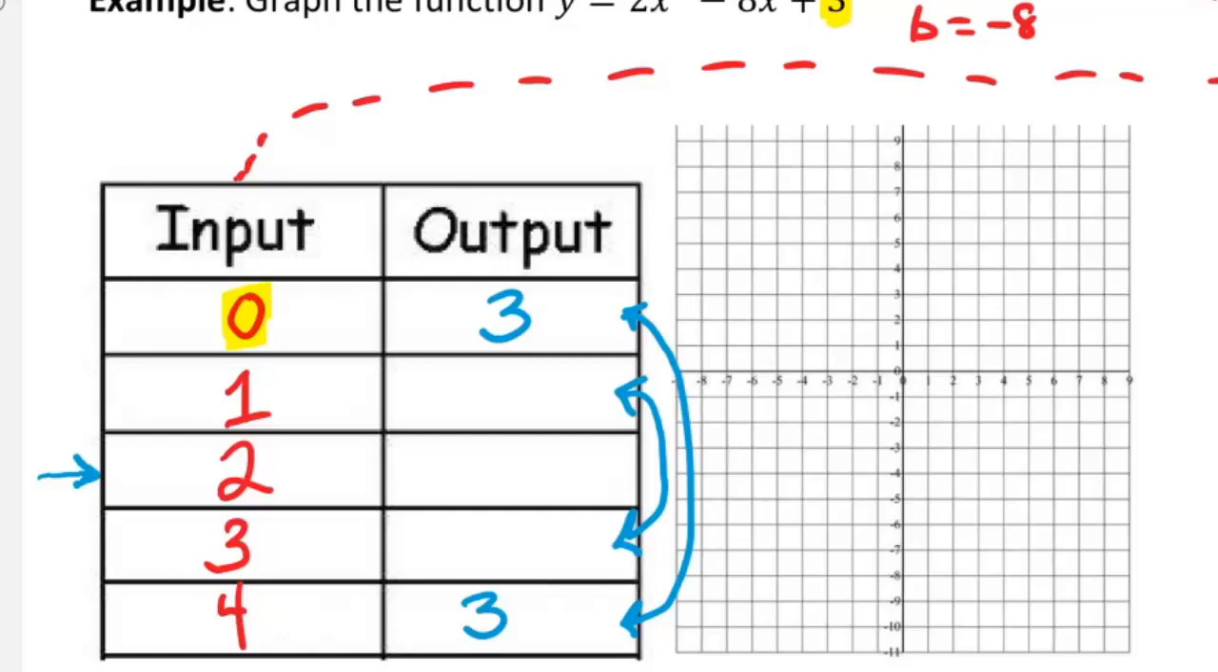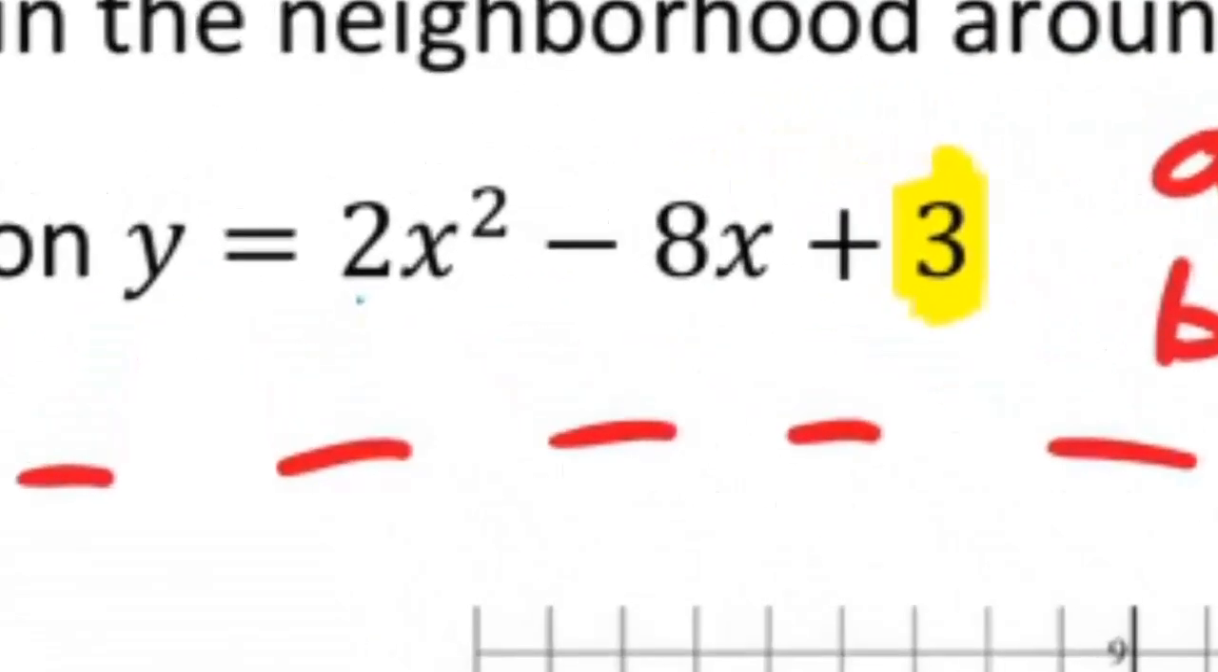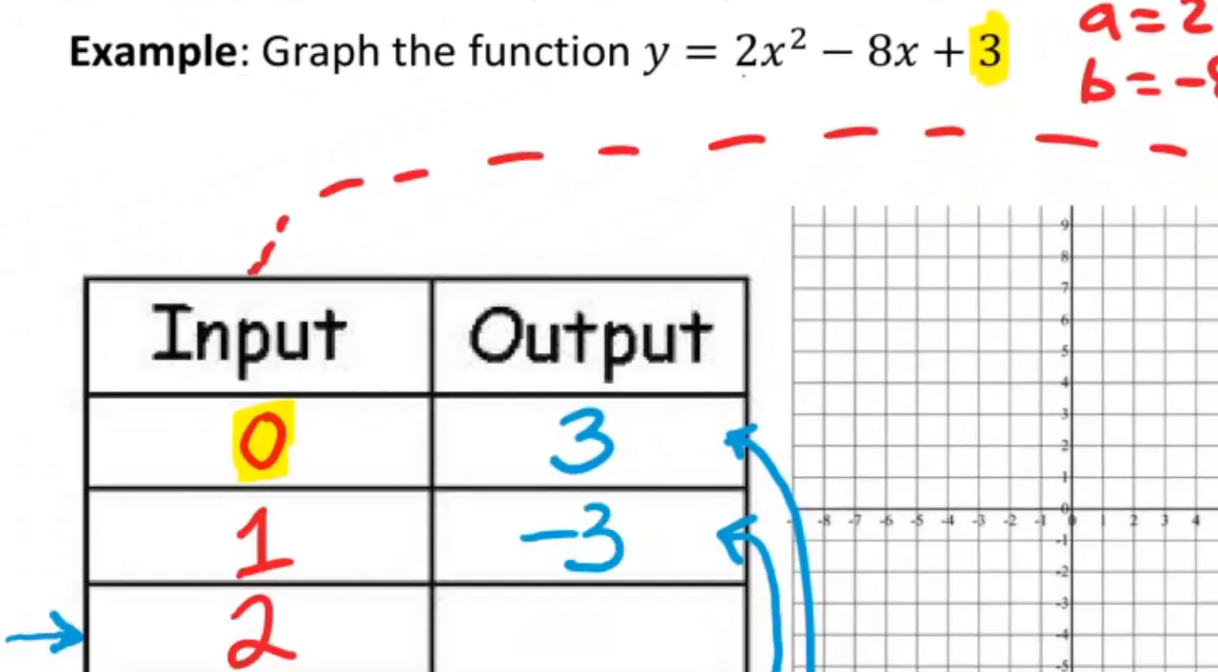I'm going to take the number 1, and I'm going to substitute it here. I'm going to say 2 times 1 squared. Okay, 1 squared is 1, so 2 times 1 is 2. 2 minus 8 times 1. 8 times 1 is 8. So it's 2 minus 8. That's negative 6. Negative 6 plus 3 is negative 3. And so will this value on the other side.